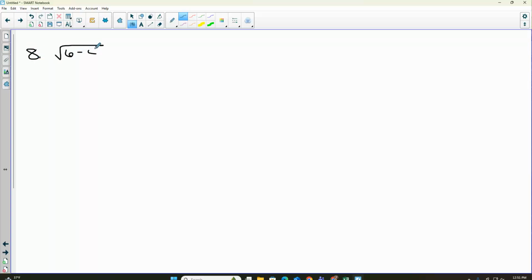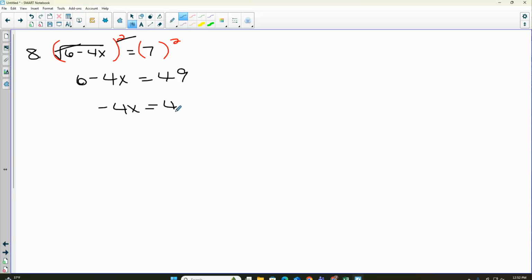Okay, we want to solve this, how do we get rid of a square root? Square each side. The square root and the square cancel one another, so we have 6 minus 4x equals 49. Subtract over our 6. Divide by -4, so -43 over 4.